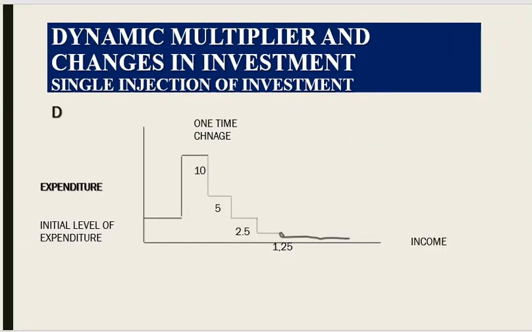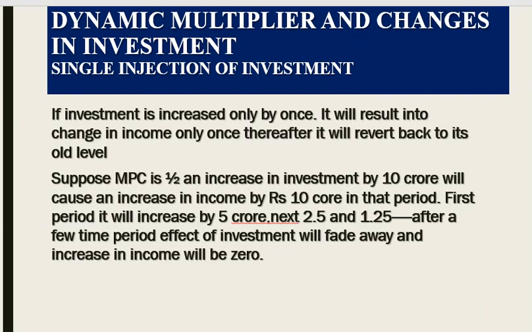So here we see first time it will increase to 10, then 50% will be spent and 50% will be saved. So 5 crore will be consumed, that becomes the income of other person. But out of 5 crore, 50% will be consumed and 50% will be saved, 2.5 crore. In this manner, after a few time periods, the effect of investment will fade away and the increase in income will be zero.